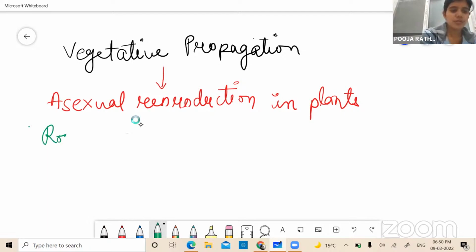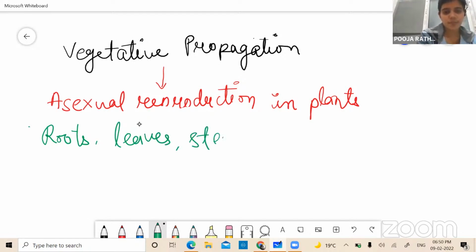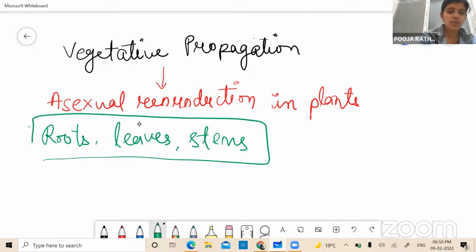Through roots, then through leaves, or then through stems. So they give vegetative propagation through any one of these. Roots, leaves, and stems are the different means through which plants can propagate vegetatively for the formation of new plants or species. Is it clear now?